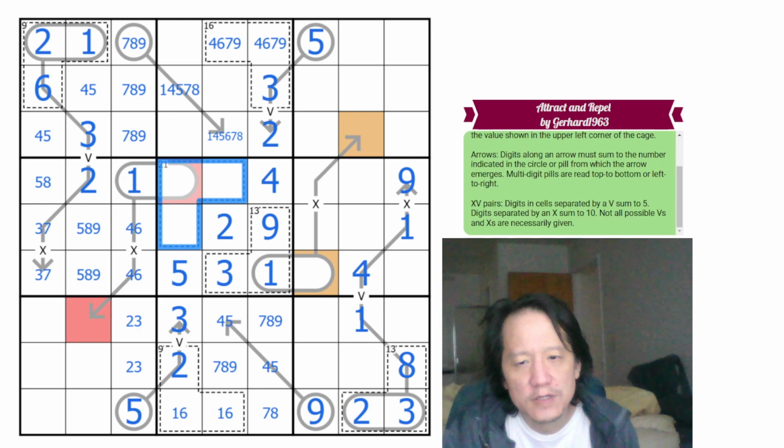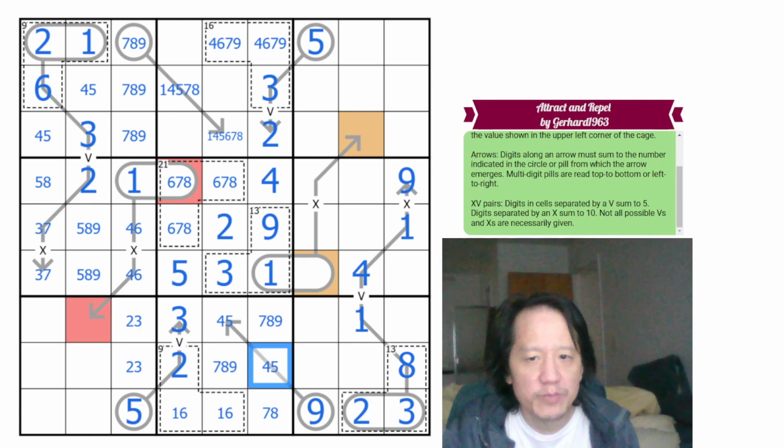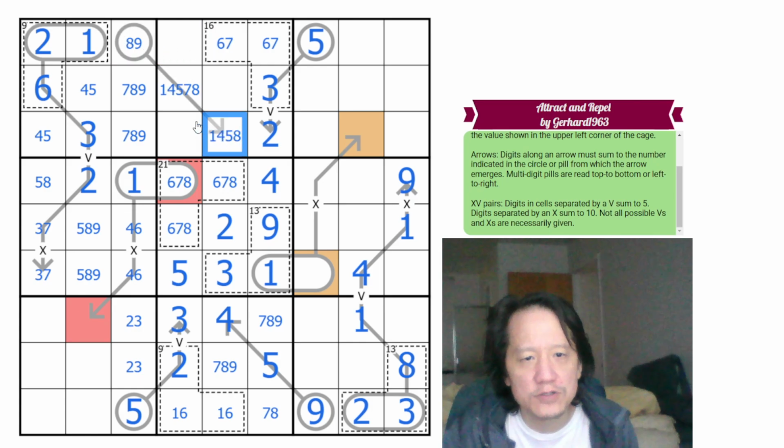Oops. This is 6, 7, or 8. This can't be 4, so this must be 5, which makes this a 4. This can't be 4 or 9, so therefore this must be 3, 6, and 7. This can't be 7. There's no 6 here. There's no 7 here. So this is either 1, 8, or it's 4, 5. And either way, that makes it a 9.